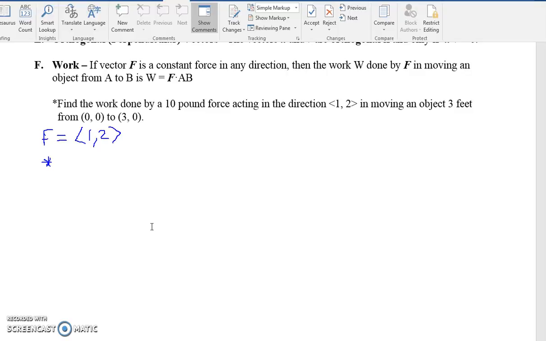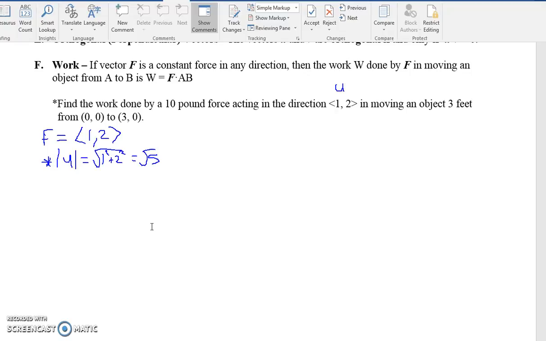So maybe we call this, for now, vector u, because we've been doing that a lot. Okay, so the magnitude of u is going to be the square root of 1 squared plus 2 squared, which is just the square root of 5. So I know the magnitude of this vector is square root of 5.